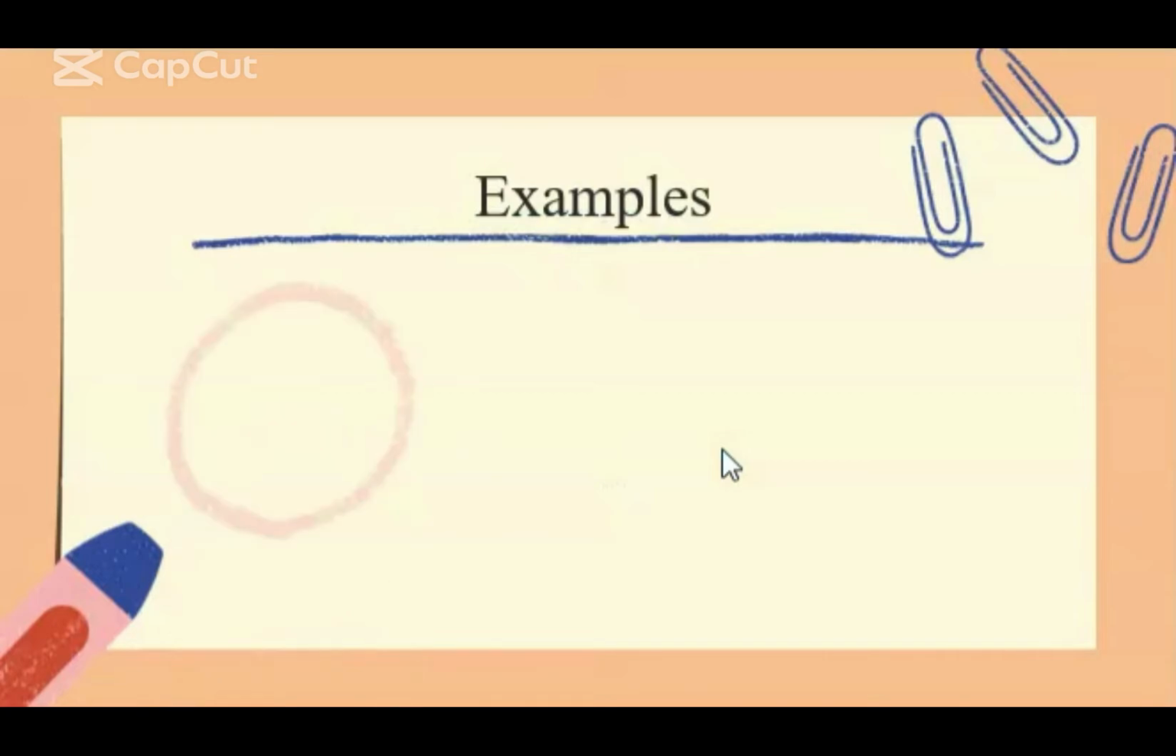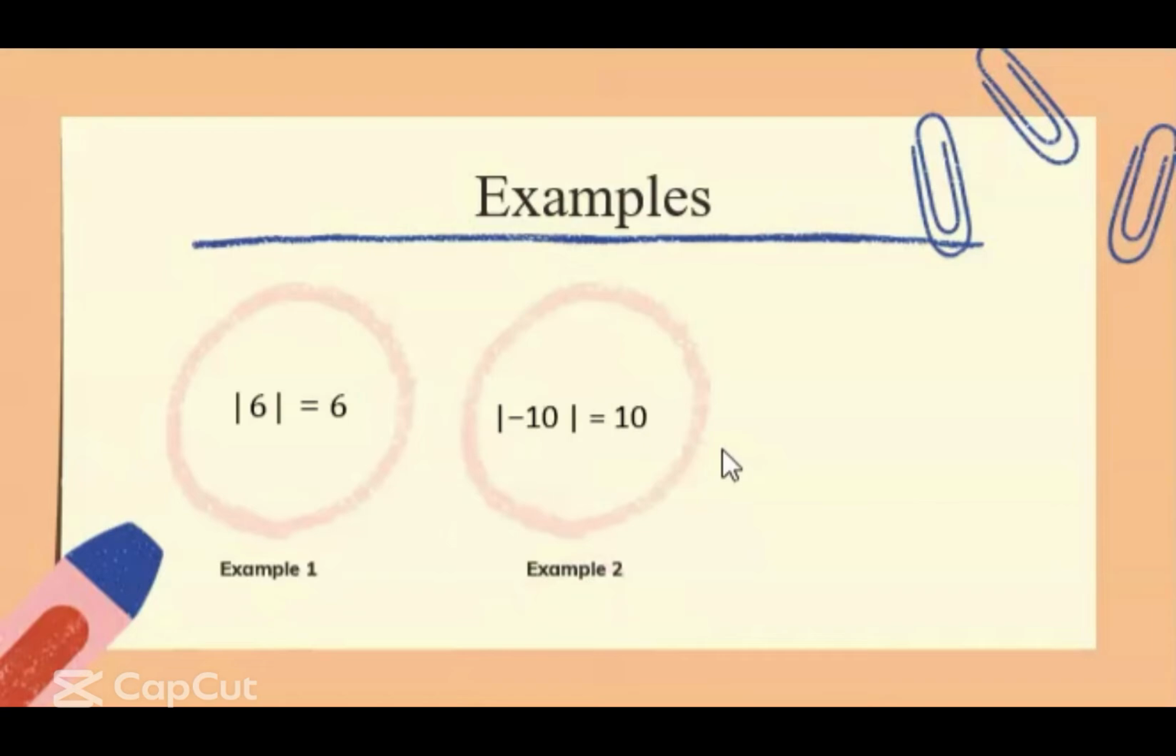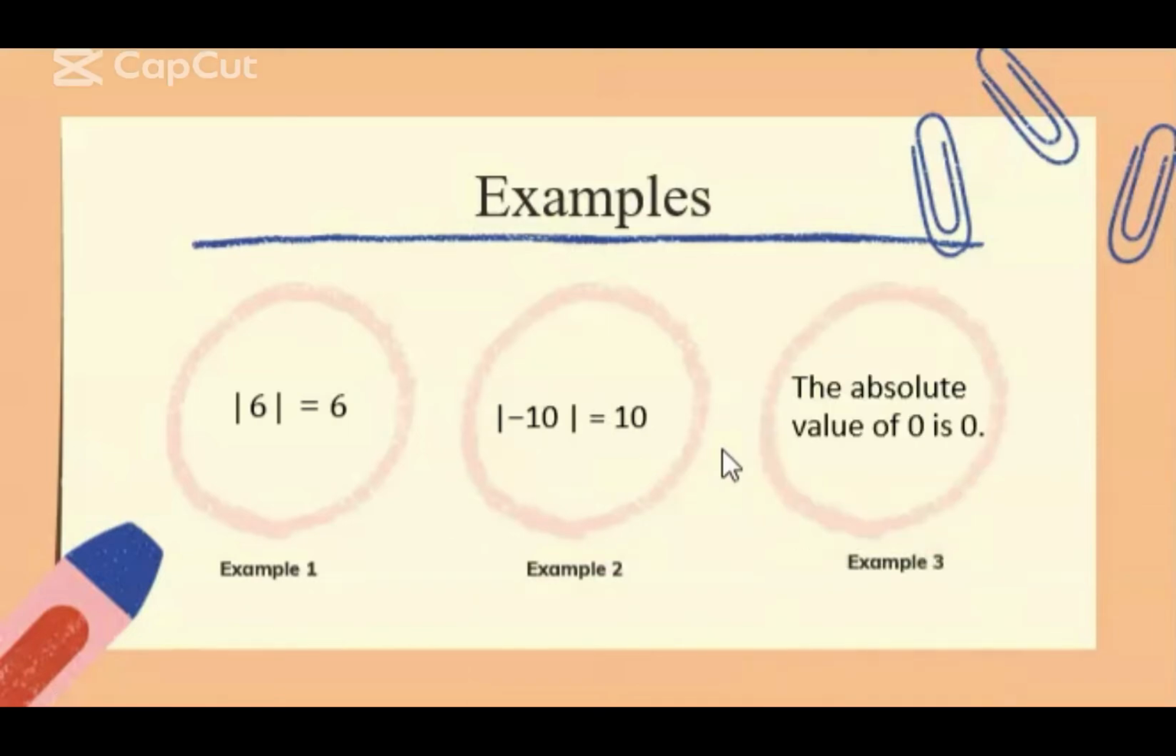Examples. Absolute value of 6 is 6. Again, the absolute value of a number is the number itself regardless of the sign niya. Okay? Absolute value of -10 is 10, the number itself. Again, regardless of the sign. Kasi we have absolute value. Ang tinutukoy natin dito is absolute value. Okay? And the absolute value of 0 is 0.